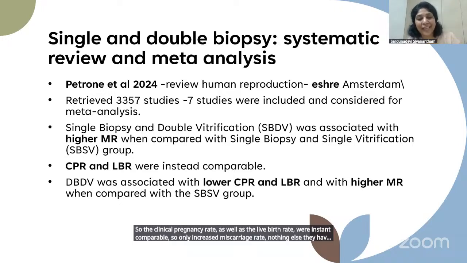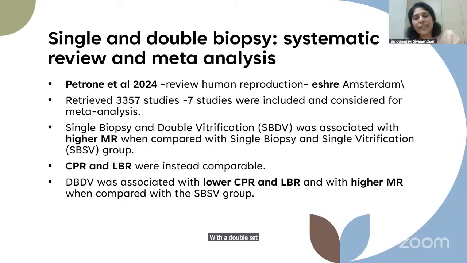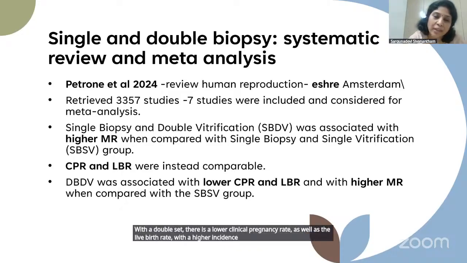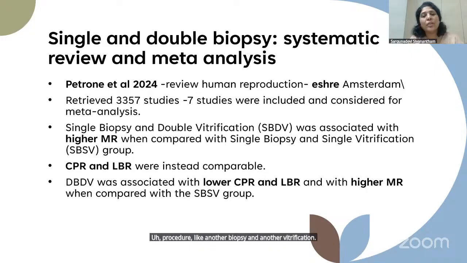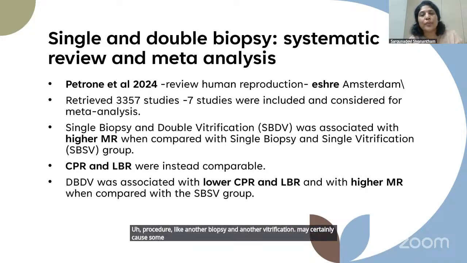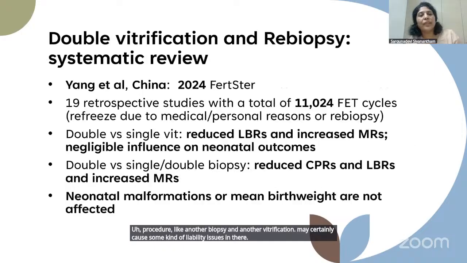With the double set, there was a lower clinical pregnancy rate as well as live birth rate, with a higher incidence of miscarriages when compared with the single group. So this is like an alarm that any additional procedure, like another biopsy and another vitrification, may certainly cause some kind of viability issues in the embryos.